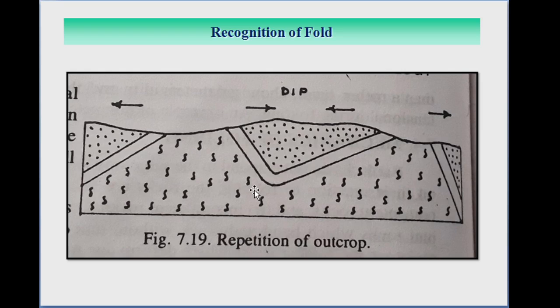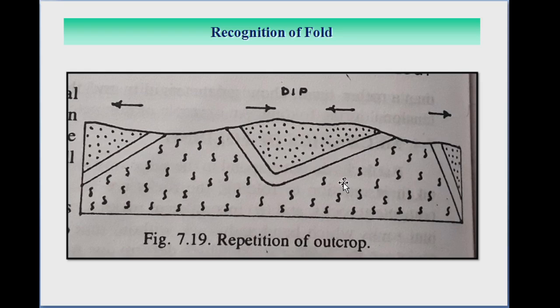Then the repetition of the outcrops of the rock suggests the presence of a fold. In the figure you can see that the repetition of the outcrop is here. Okay, and this indicates the presence of the fold. In such cases, care should be taken to eliminate the possibility of a fault.